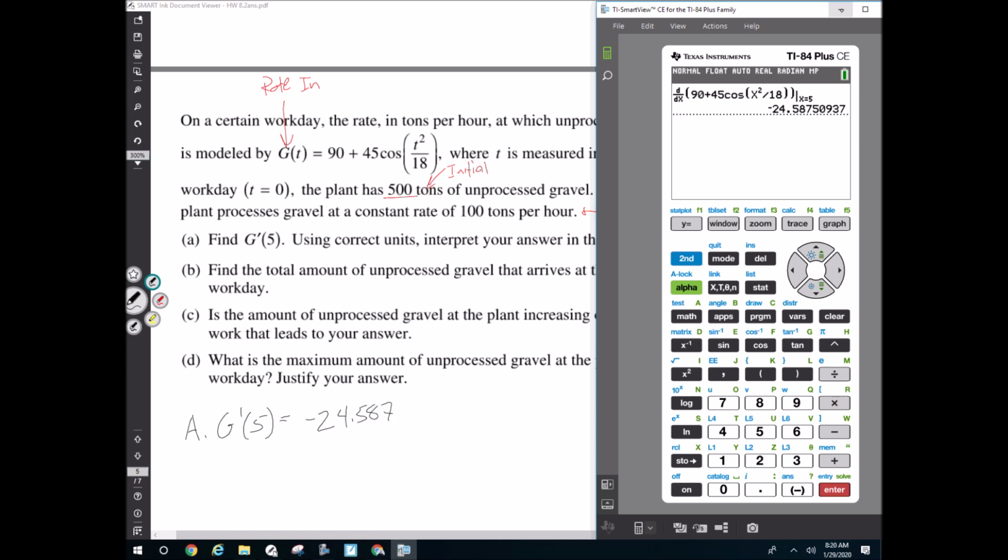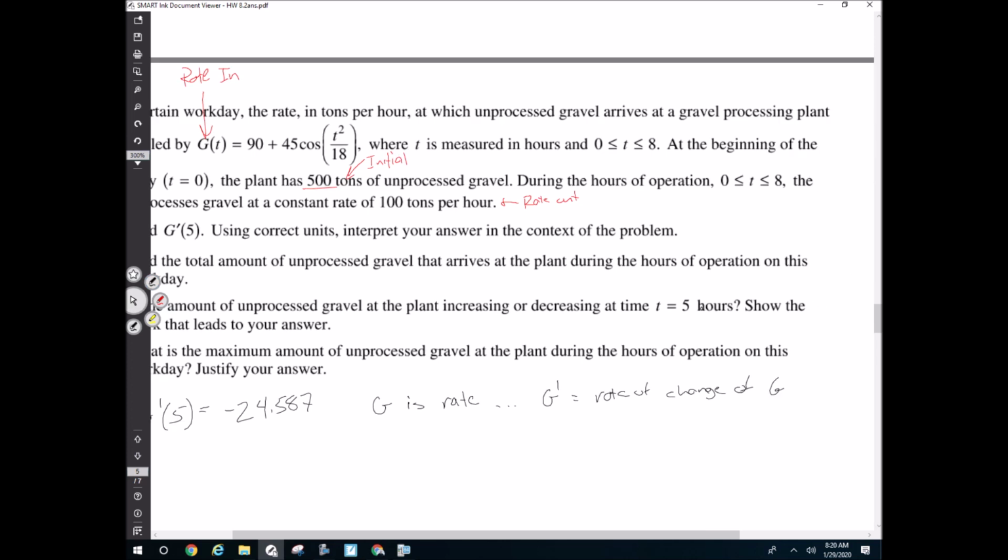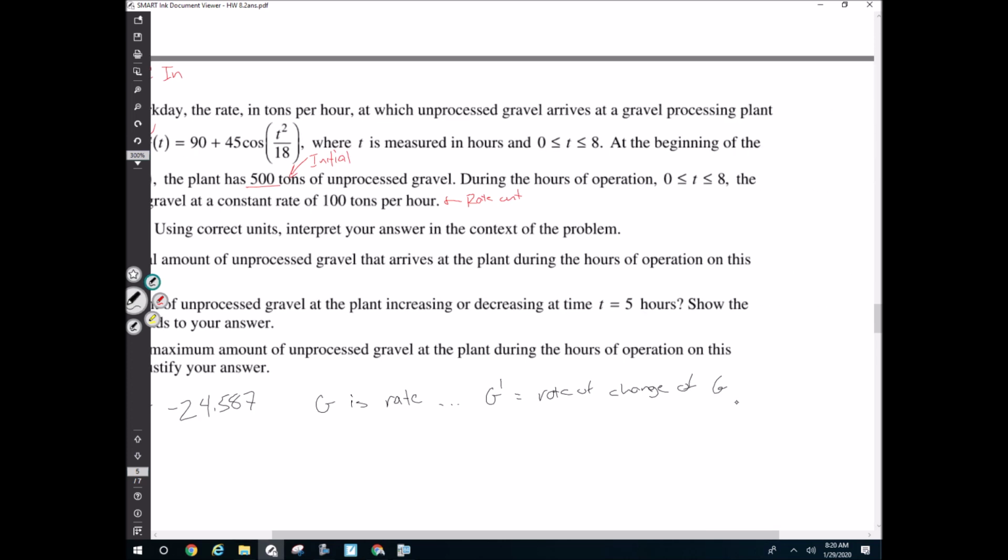Now, a derivative is a rate of change. G is the rate. G prime, therefore, would be the rate of change of G. It would be the rate of change of the rate at which unprocessed gravel arrives.